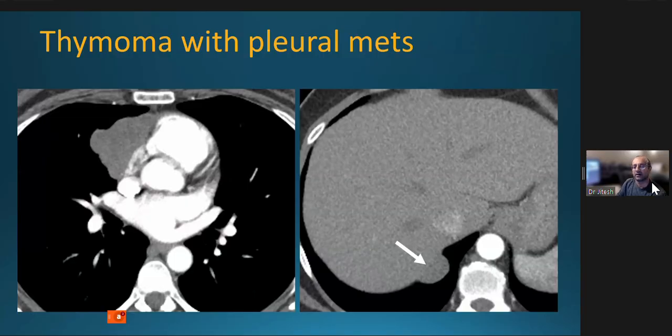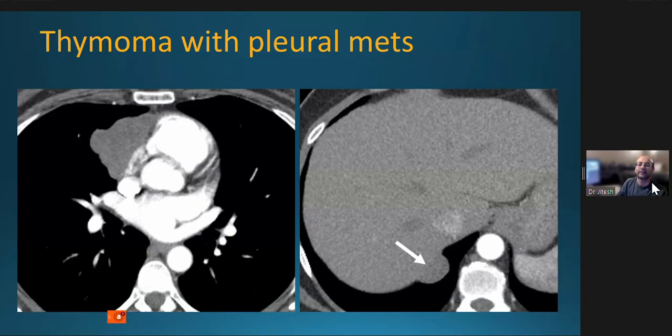And it's very common to see pleural mets because of the invasion of this thymoma to the adjacent pleura. It's common to see pleural mets, and sometimes with the initial presentation, you can see pleural mets in these patients. So when we're seeing a prevascular mediastinal mass along with a pleural nodule, we should be comfortable in calling this as thymoma with pleural mets.